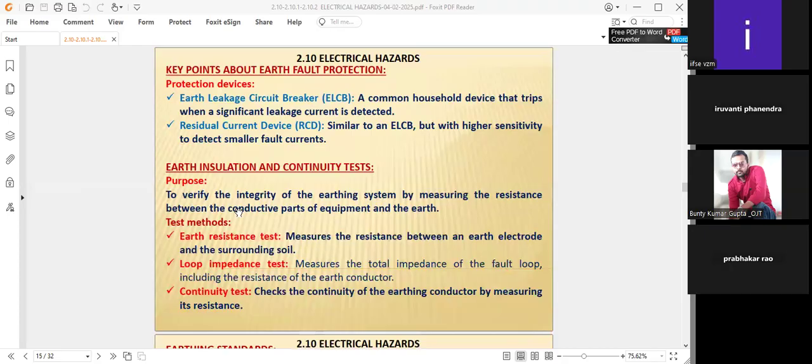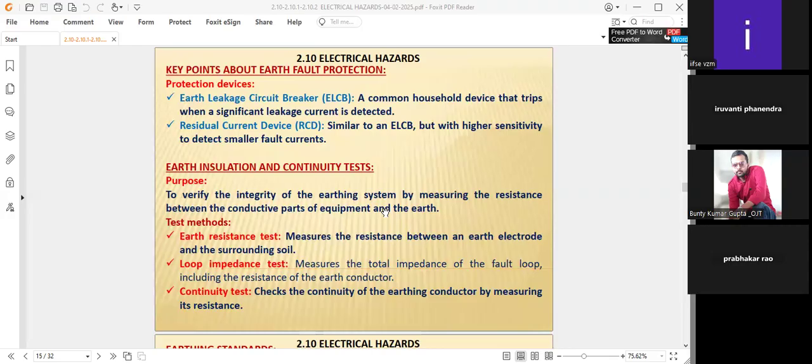Now the earth insulation and continuity tests. Why is the earth insulation test necessary? To verify the integrity of the earthing system by measuring the resistance between the conductive parts of the equipment and the earth. Because, as I already told, the earth potential is zero, the voltage difference is 230 minus 0, 230, it will go to the earth. What are the test methods?